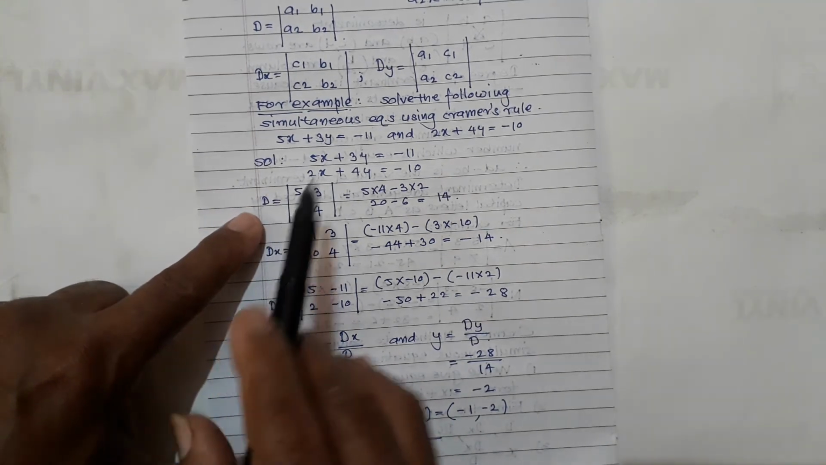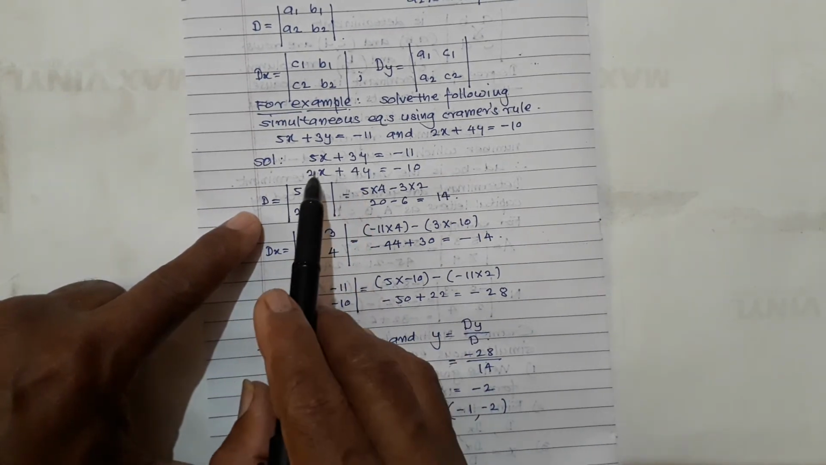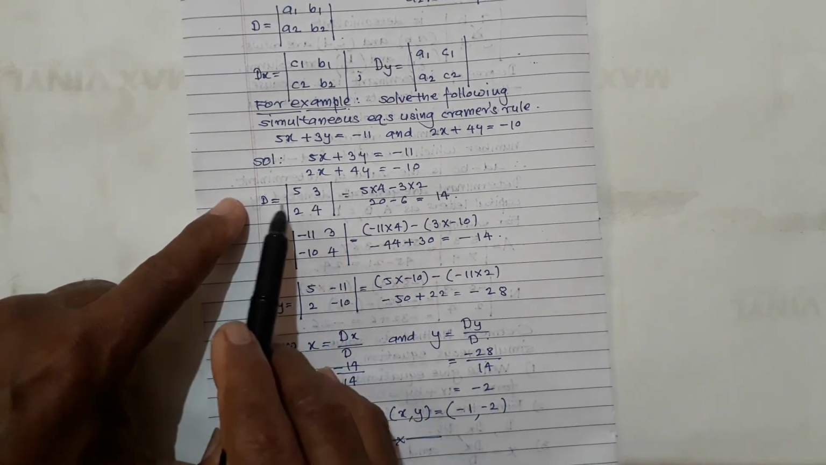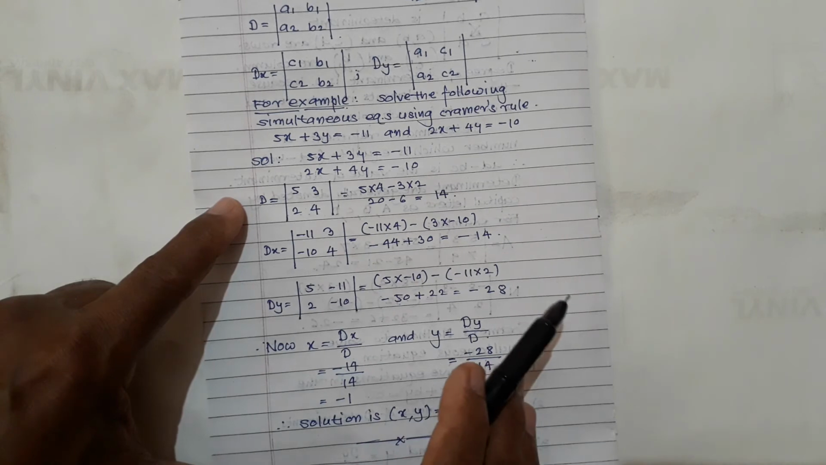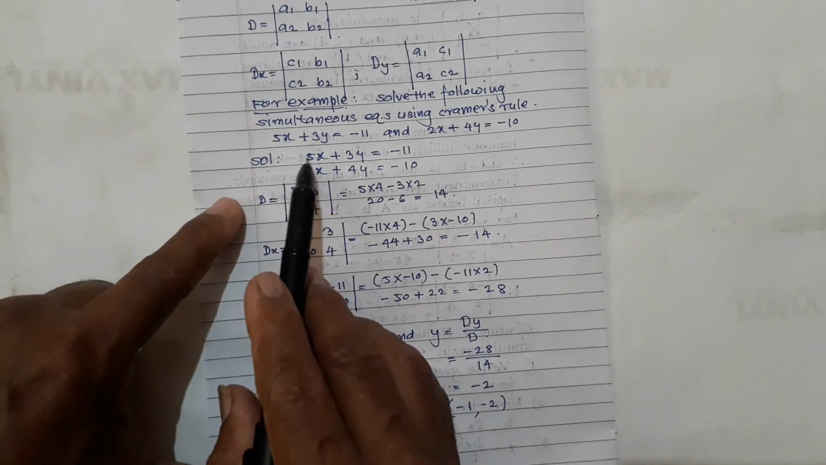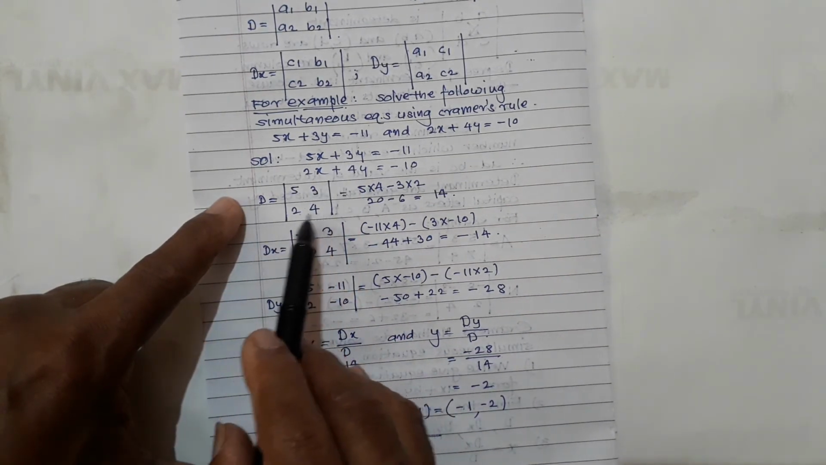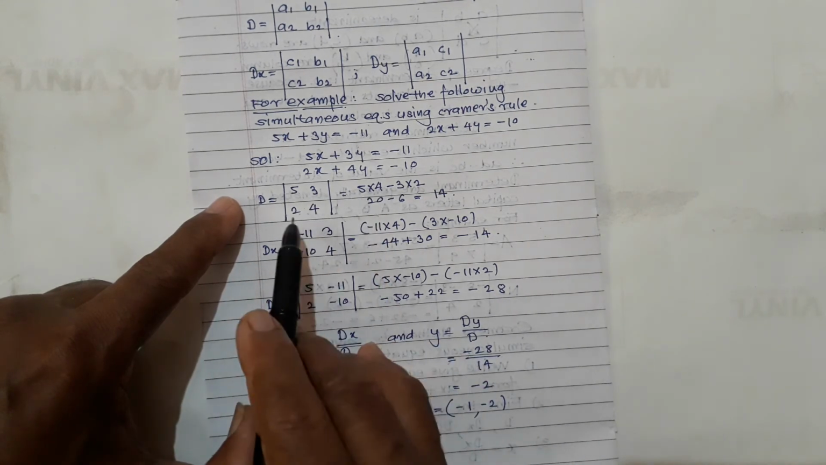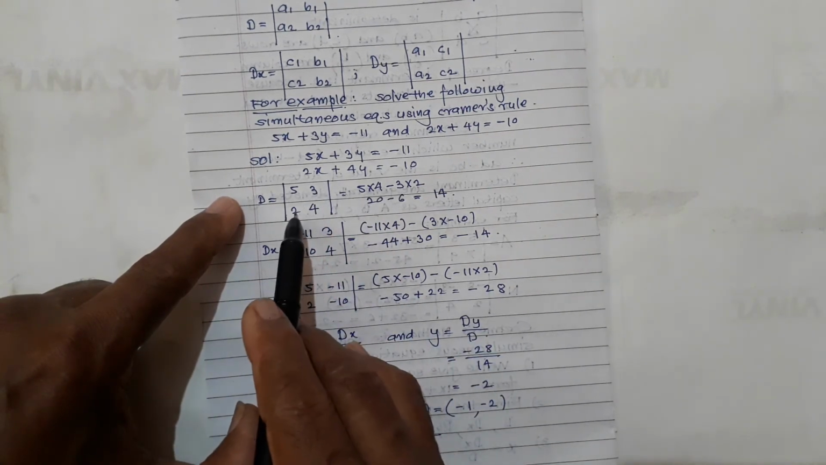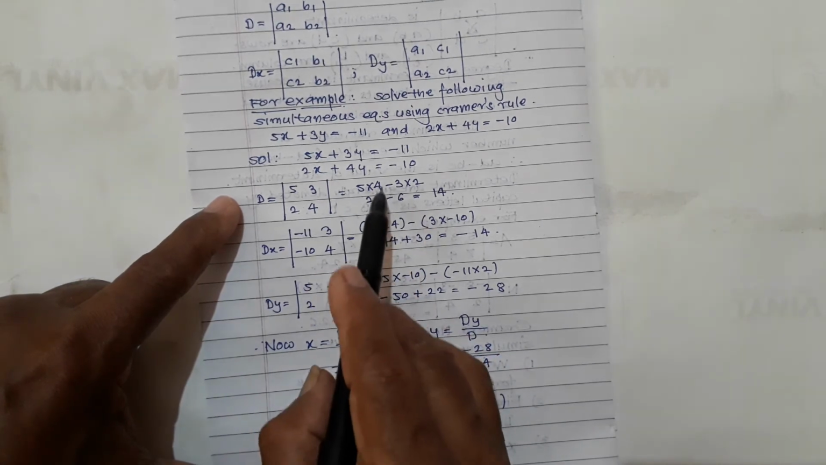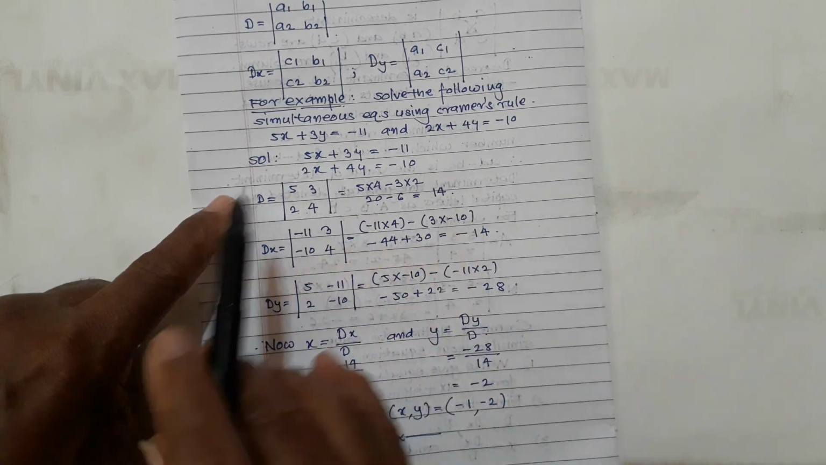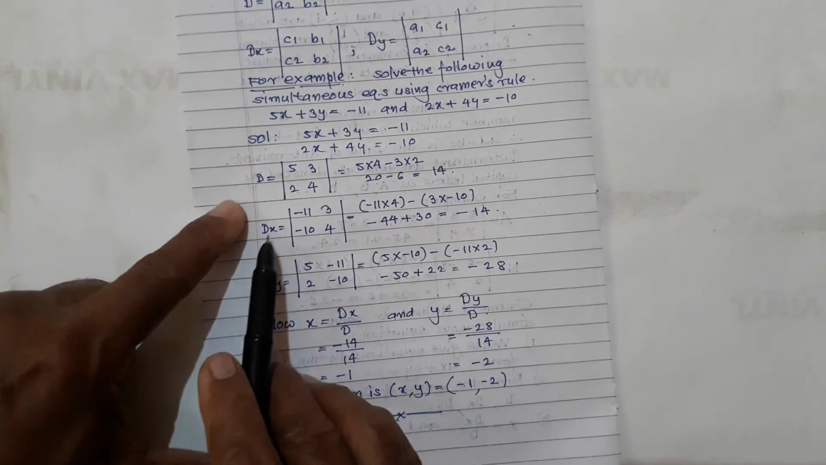So D is equal to 5 3 2 4. This is important. If you get D properly, then Dx and Dy are easy. So D is 5 3 2 4, find the value of this: 5 into 4 minus 3 into 2, that is 20 minus 6, which gives you 14. Is it clear?